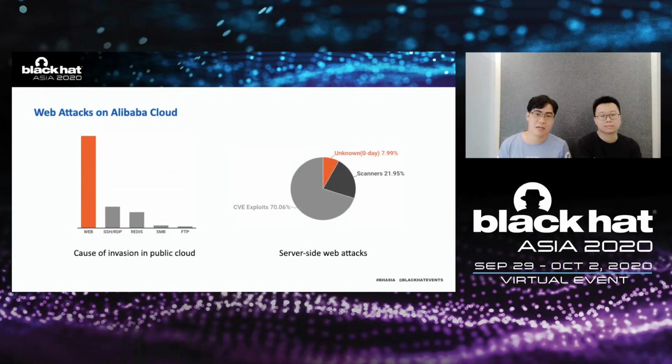Looking at the diagram on the left, it shows the top 5 reasons of invasions on cloud. We can tell that web attacks are the major threat. The diagram on the right shows the vulnerability distribution of server-side web attacks. We can see that most of the attacks use public CVE vulnerability exploits. Some attacks are from scanners, and there's still a part of damage caused by unknown payloads, maybe 0 days. From the defender's vision, those 0 days are the most troublesome.